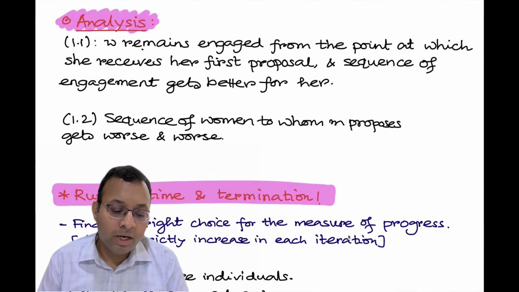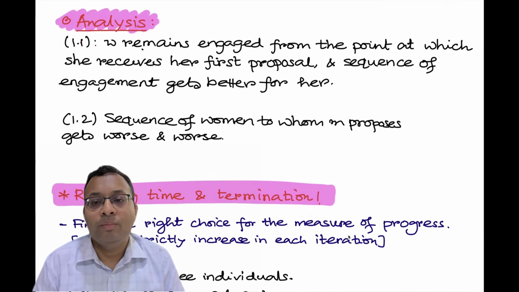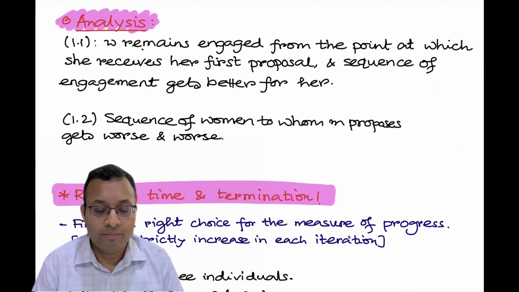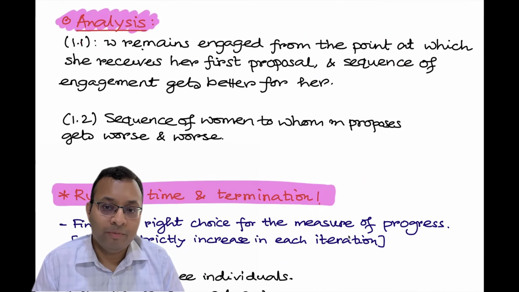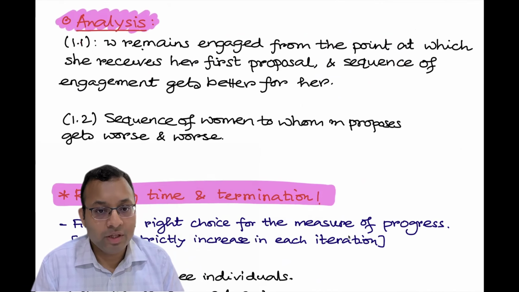The first property is that W remains engaged from the point at which she receives the first proposal. So once she receives the first proposal, she will accept it and become engaged. And later, she will only break it if she gets a better proposal. So the sequence of engagements gets better for her. And M will propose according to his preference list. So the sequence of women to whom M proposes will get worse and worse.